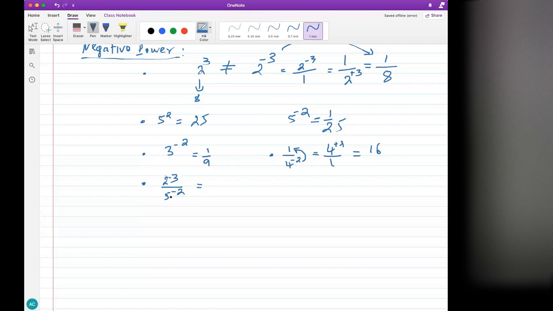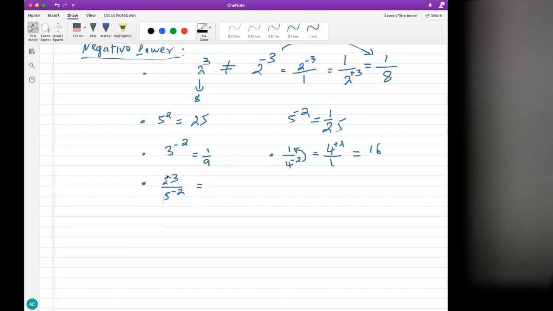Both of these have negative powers. So what do you think happens here? Is that a 2 or a 5 at the bottom? What is that at the bottom? 5 to negative 2? That's right, yeah, 5 to negative 2. So we have 2 negative powers here. What do you think happens to these now?